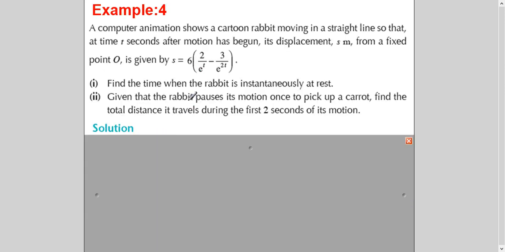Now let's see the last question of this video. It is in exponential form. This is talking about a computer animation of a cartoon rabbit moving in a straight line. And s again is giving you displacement from a fixed point O. Find the time when the rabbit is instantaneously at rest. It means when v is 0, but we don't have a velocity equation. So first of all, we will differentiate it.